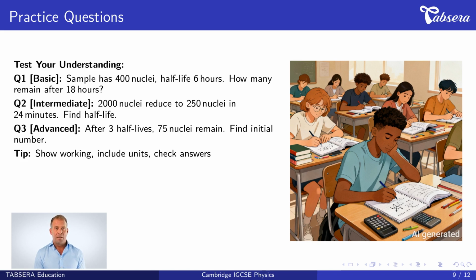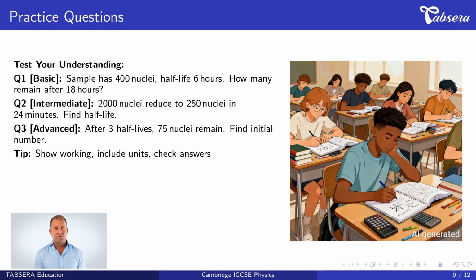Question 2 is intermediate level. It states 2000 nuclei reduced to 250 nuclei in 24 minutes. Find the half-life. This requires you to work backwards from the given information. Question 3 is advanced level. The question is, after 3 half-lives, 75 nuclei remain. Find the initial number. This tests your understanding of the reverse calculation process.